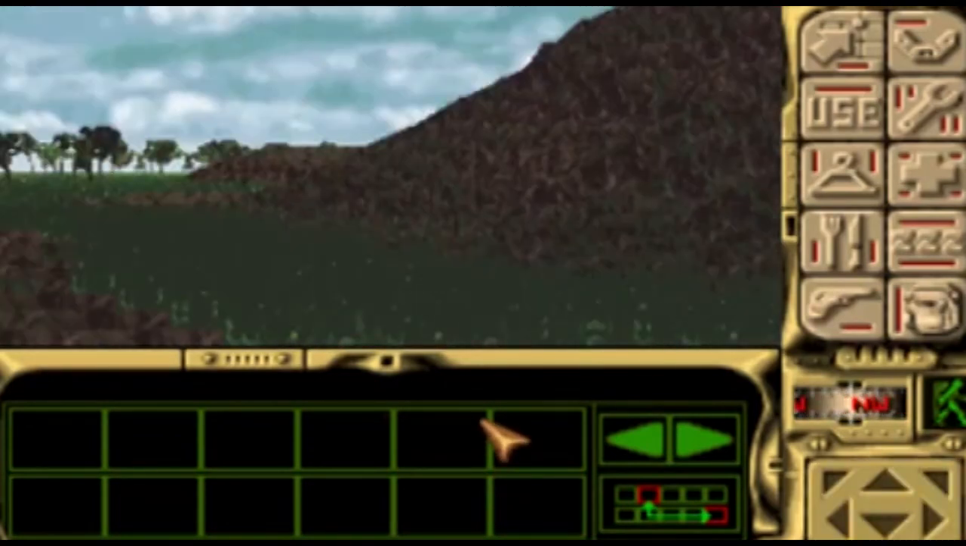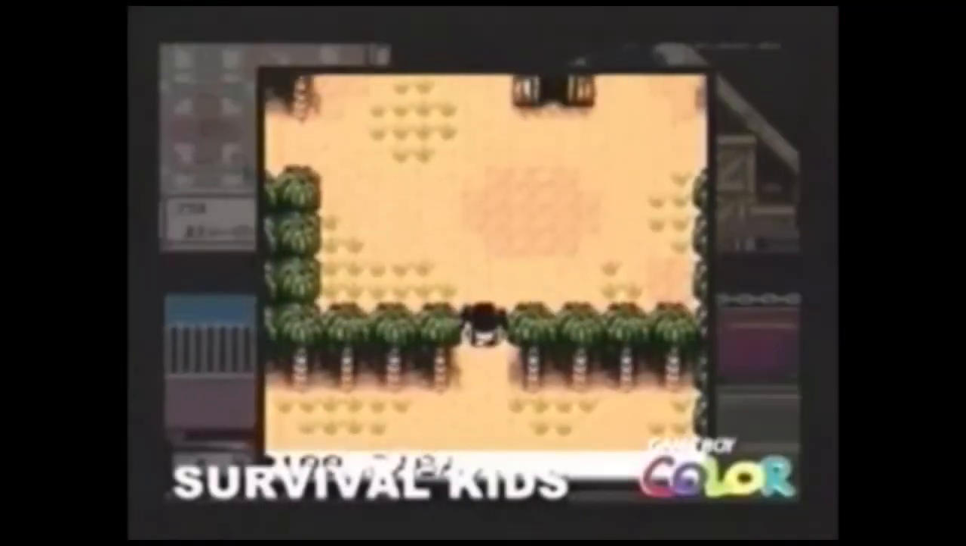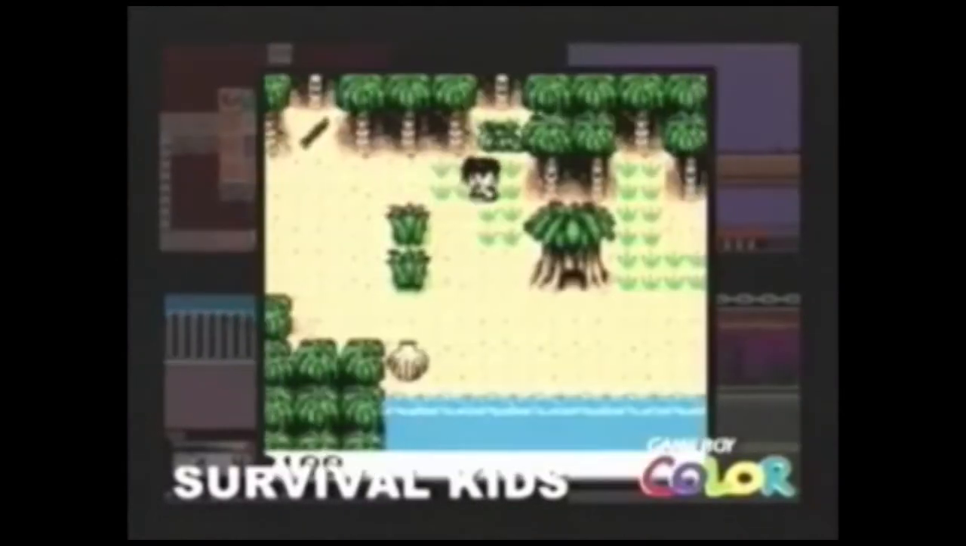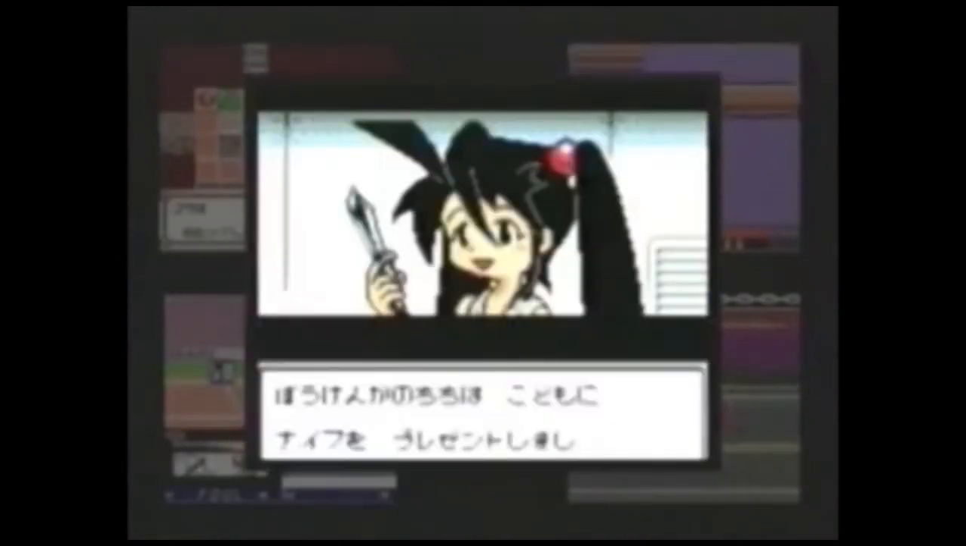Now, Konami stepped in and tried to capitalize on this emerging genre, as any Konami would. And released Survival Kids in 1991, along with two sequels, Deuce and Tales of the Sun. All three of these titles were heavily inspired by Robinson's Requiem.